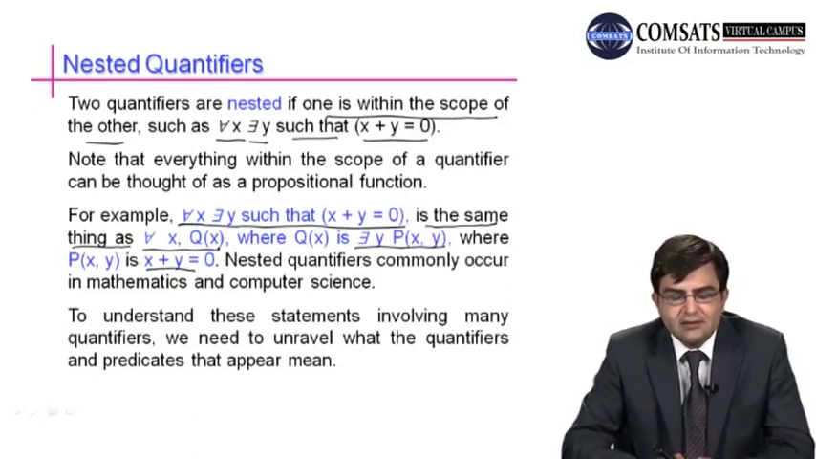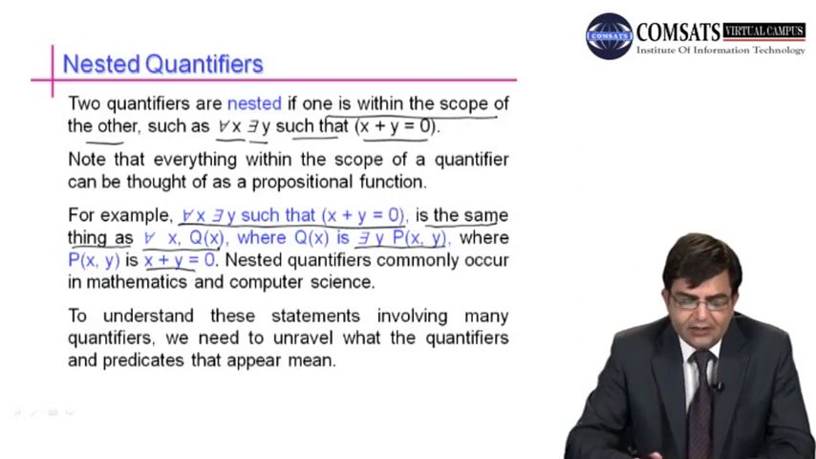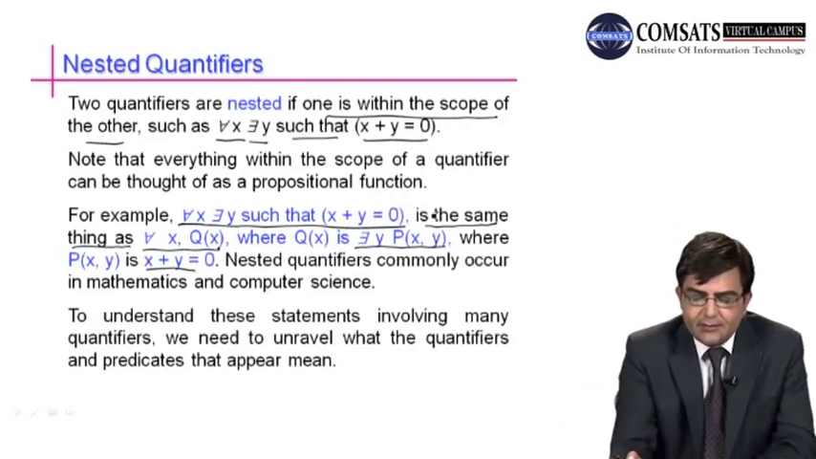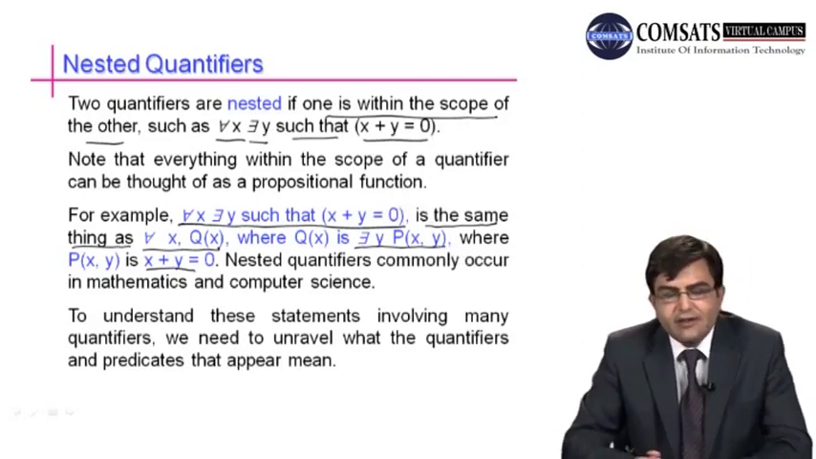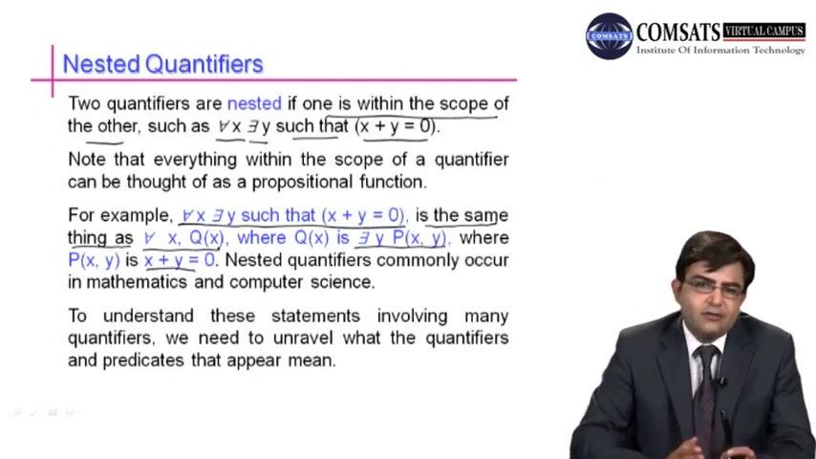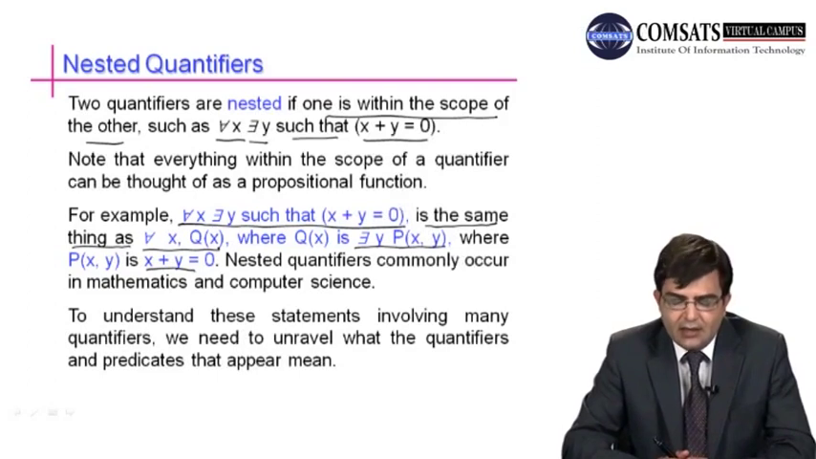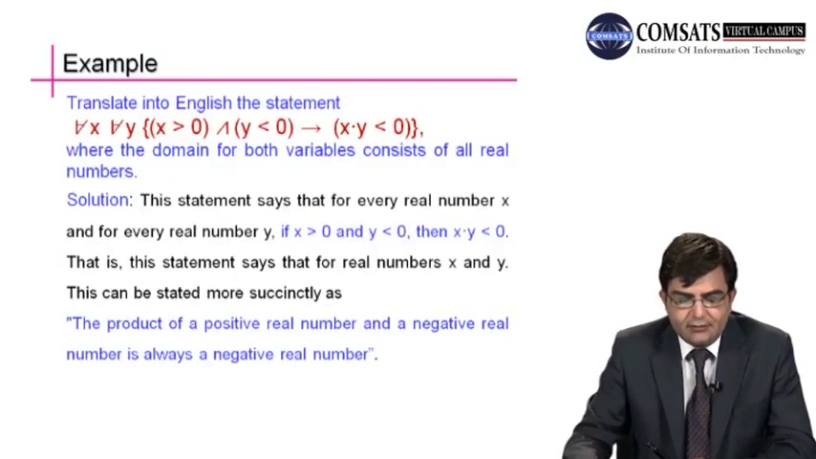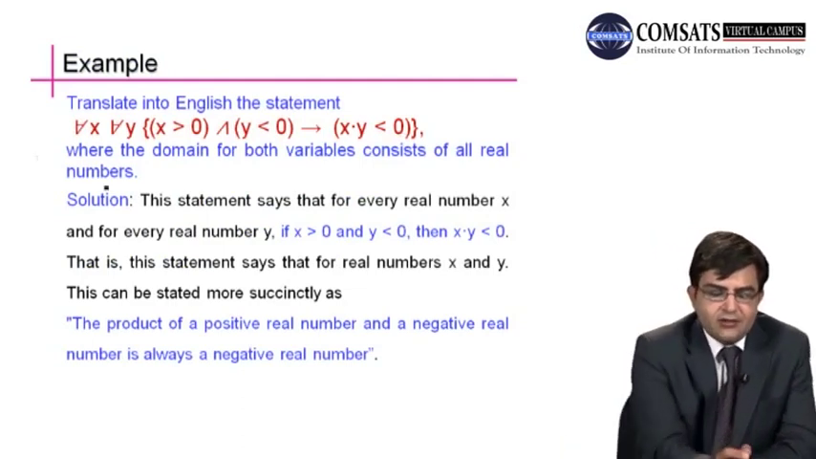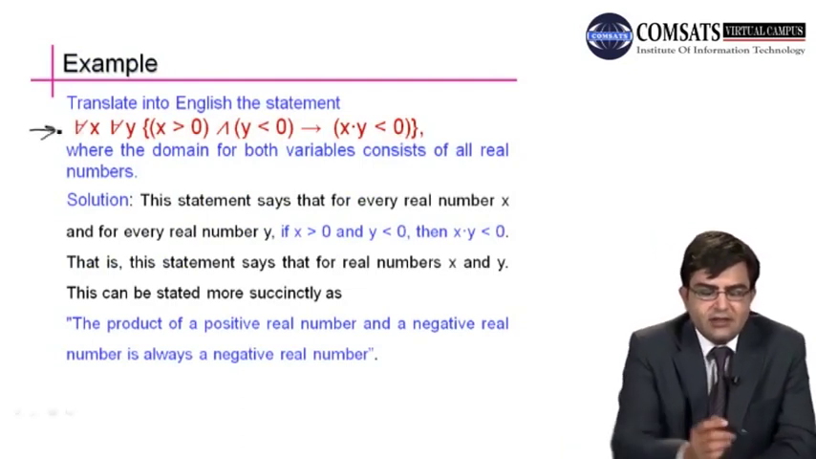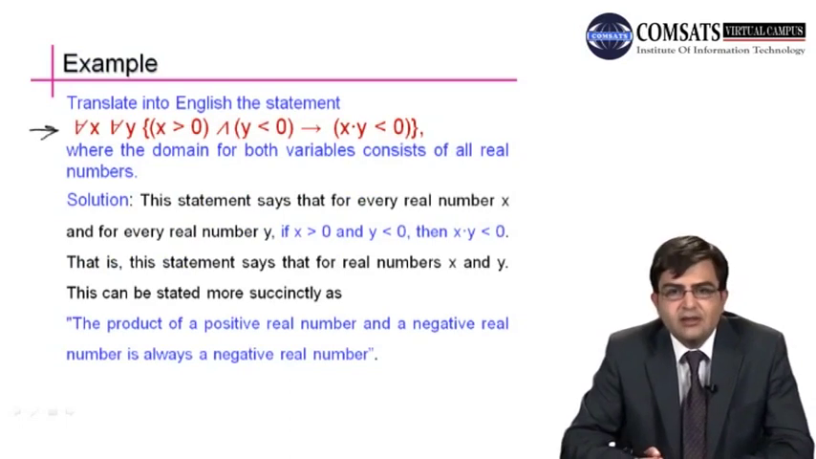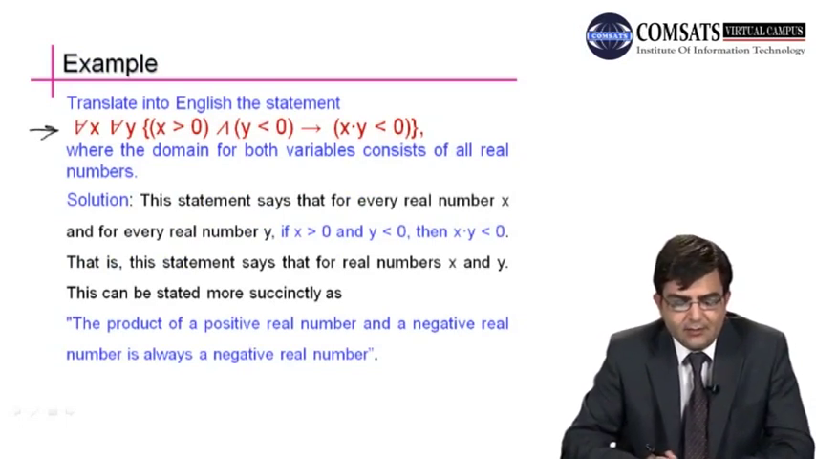To understand nested quantification well, we consider some examples, but I repeat here. Basically, in nested quantification, one variable is in the scope of the other variable. So let's take some examples. For example, here we translate this statement into informal language, or into simple English language.